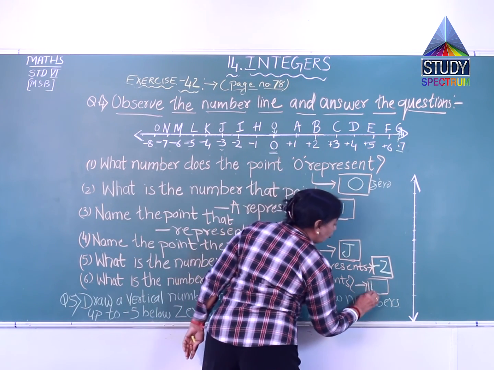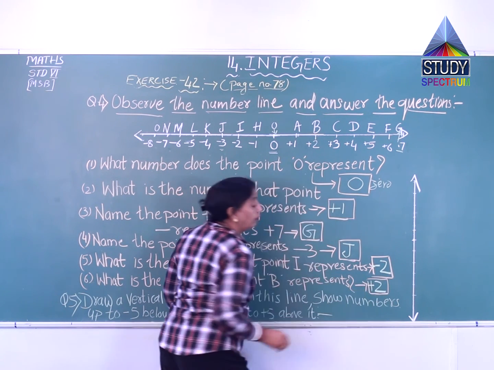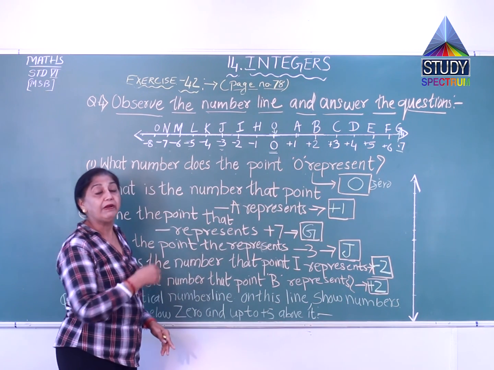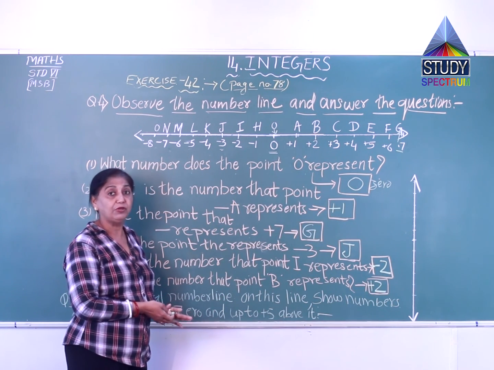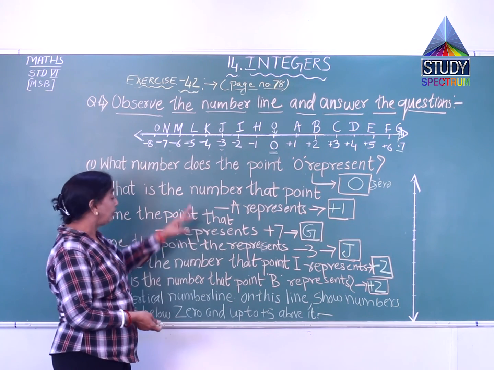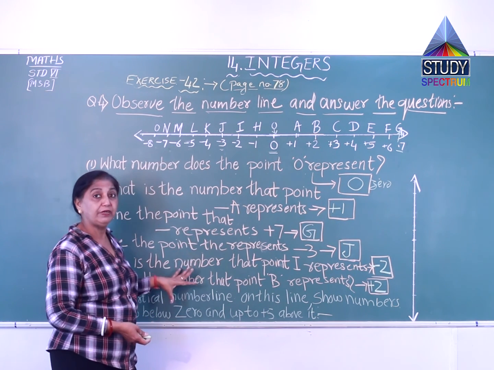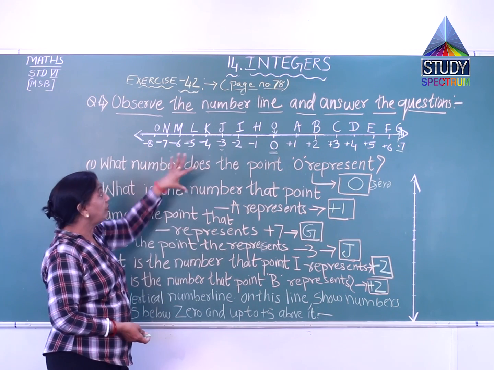So that is positive 2. Why? Because it is to the right hand side of the 0 or origin. So this is the fourth question we have written, the answers of it. What was in this question?